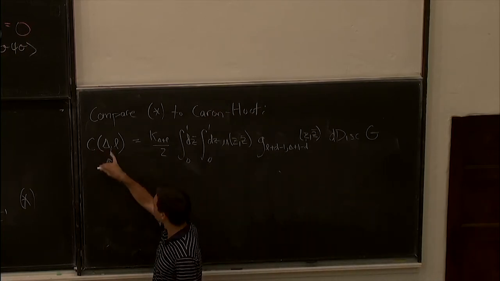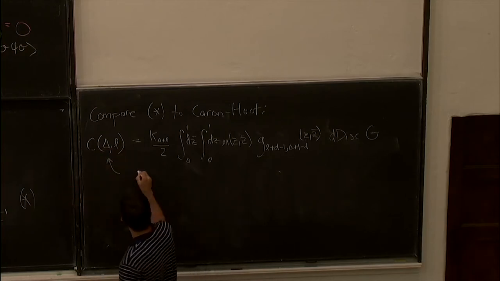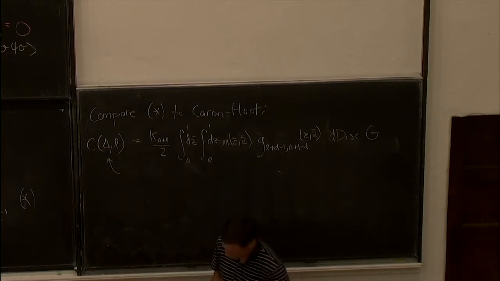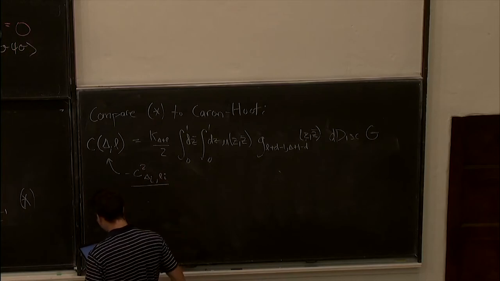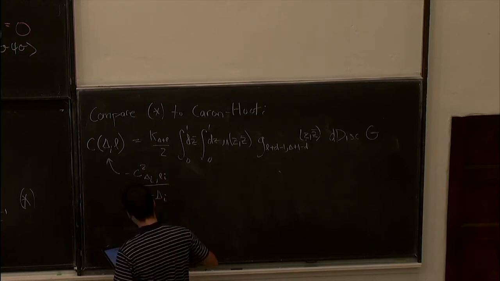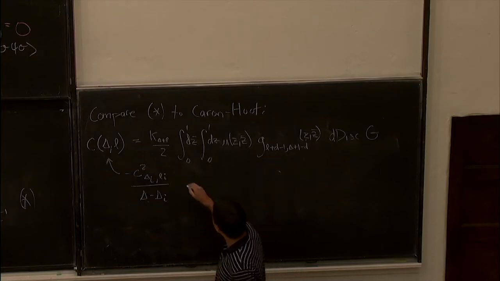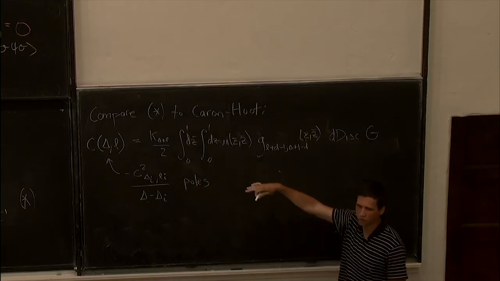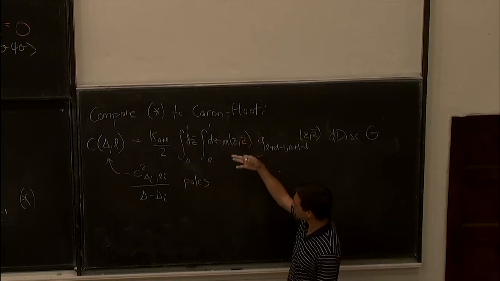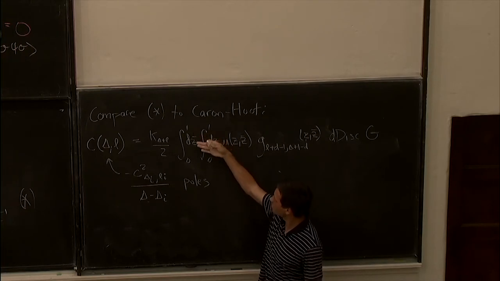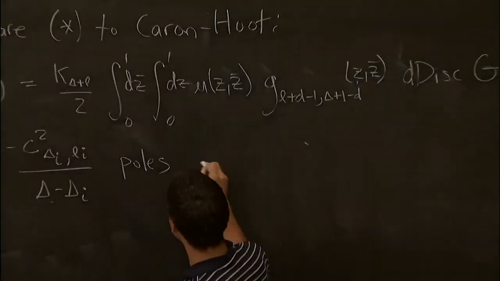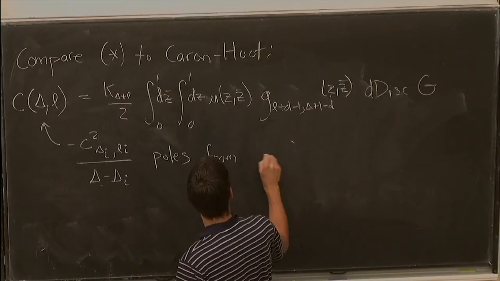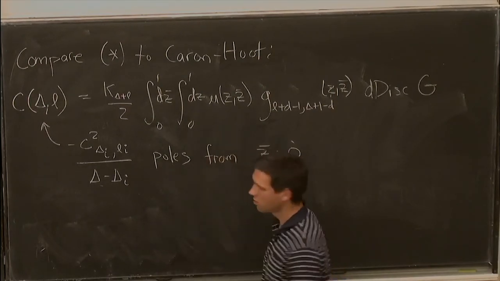This is the OPE coefficient function, and it has poles at the physical spectrum. So this has poles that look like minus c squared delta I, l I, over delta minus delta I. And these poles come from a region of the integral that's, you have to get a pole somehow, and the poles come from the small z or small z bar region of the integral. I'm going to call it the small z bar region of the integral.